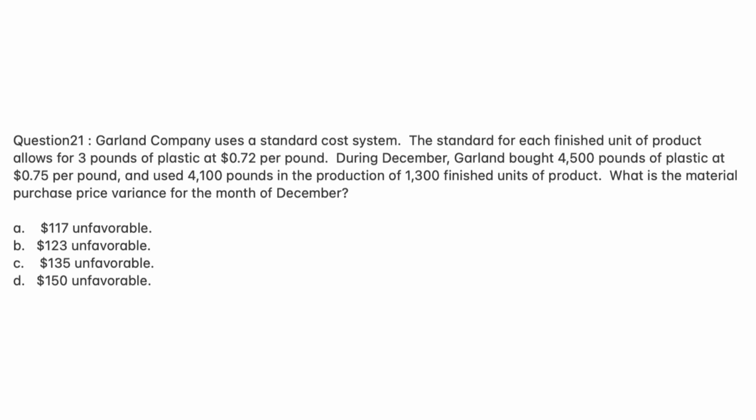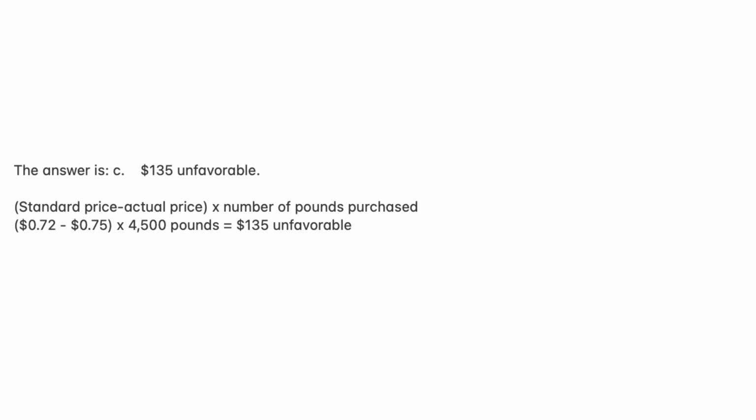Question 21. Garland Company uses a standard cost system. The standard for each finished unit of product allows for 3 pounds of plastic at 72 cents per pound. During December, Garland bought 4,500 pounds of plastic at 75 cents per pound, and used 4,100 pounds in the production of 1,300 finished units of product. What is the material purchase price variance for the month of December? A. $117 unfavorable, B. $123 unfavorable, C. $135 unfavorable, D. $150 unfavorable. The answer is C. $135 unfavorable.